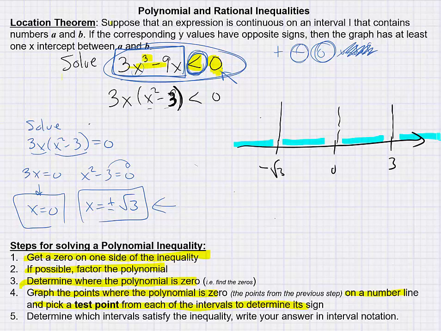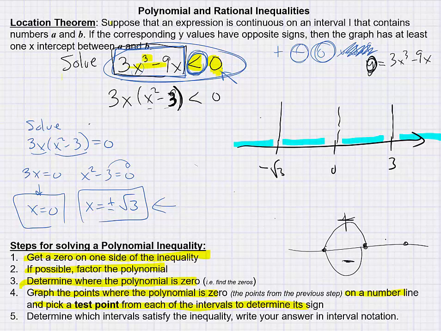Now, based on that location theorem, if you were thinking about looking at this in the form y equals 3x cubed minus 9x, these are the x-intercepts. They're where y equals 0. So if these are x-intercepts, and these are the only x-intercepts, then based off of that location theorem that we just talked about, between them, my graph is either always positive or always negative, but not both.